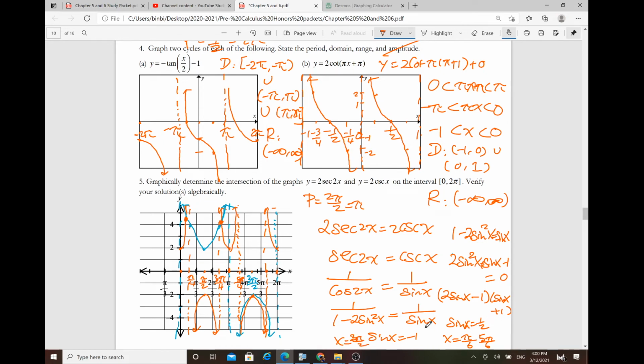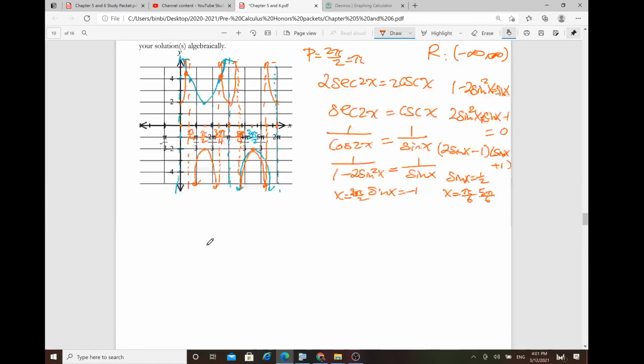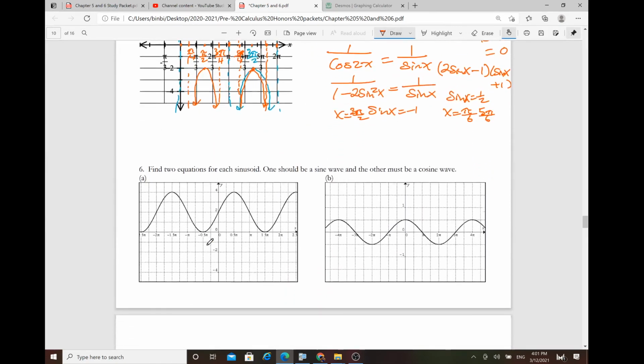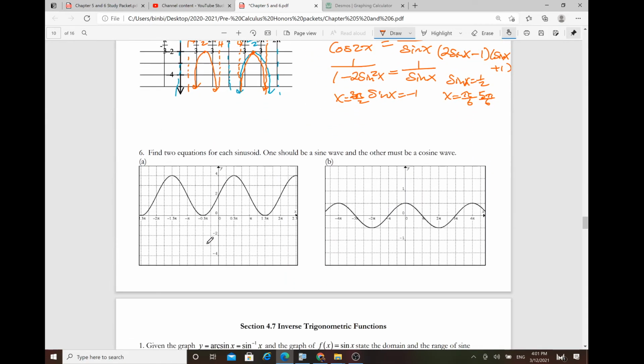So the way that we did it graphically, that's exactly what we found for those 3 points. Okay, so now let's see what else. Find the equation for each sinusoidal curve. One should be a sine wave, and the other one must be a cosine wave. Okay, so starting with this one.